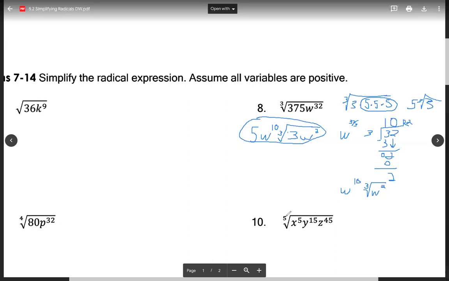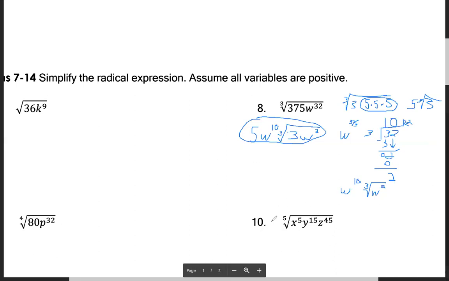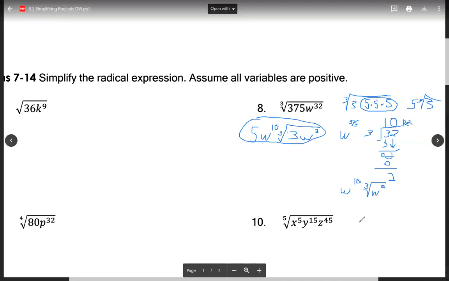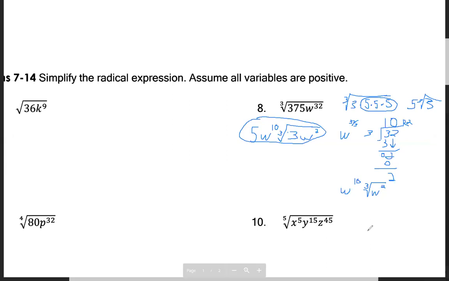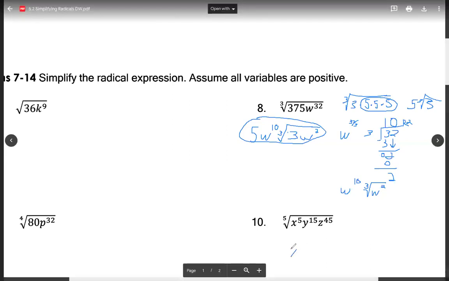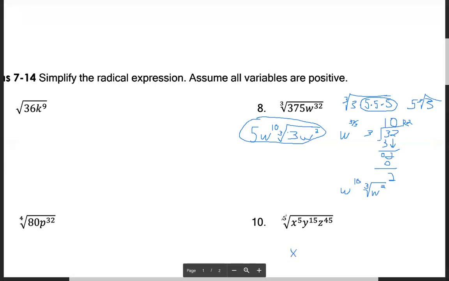So like, for example, these type right here, why I didn't do one like this is because what will happen is all those variables will actually reduce. So x to the 5th divided by 5 is just going to give me x now. Y15 divided by 5 is going to give me Y3. And then Z45 divided by 5 is going to give me Z9. So sometimes you're going to be able to do these problems and you won't have a lot of work, and there won't be any radicals left. Sometimes you will have radicals, sometimes you won't, just depending on how everything simplifies down.